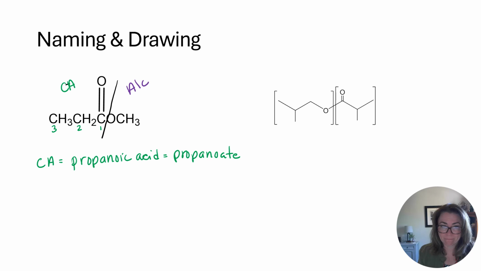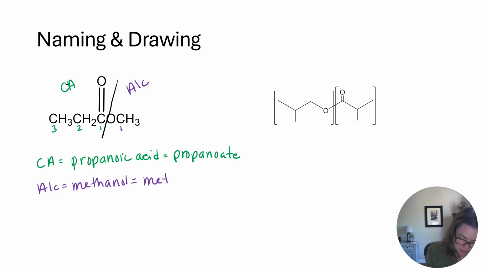and this is going to give us propanoate. Now my alcohol has only 1 carbon. So my alcohol came from a methanol. So this is going to be a methyl. So putting this whole thing together, the name of this compound is methyl propanoate. Two separate words.